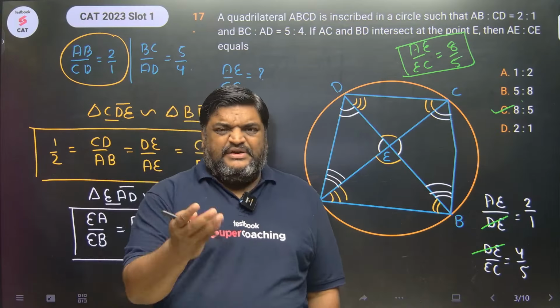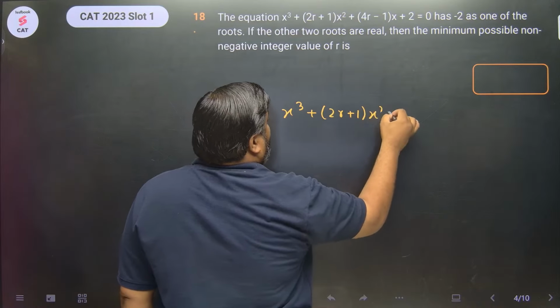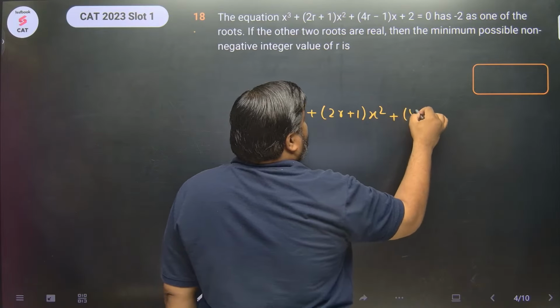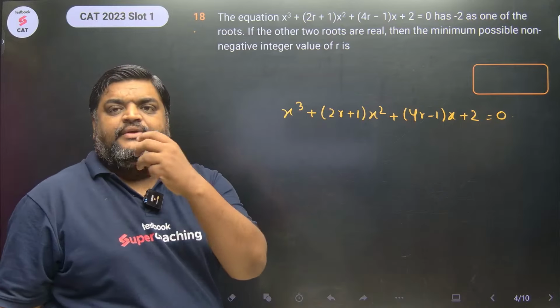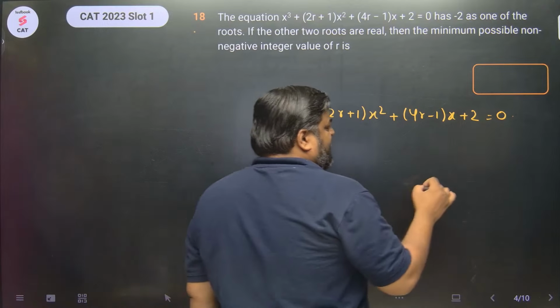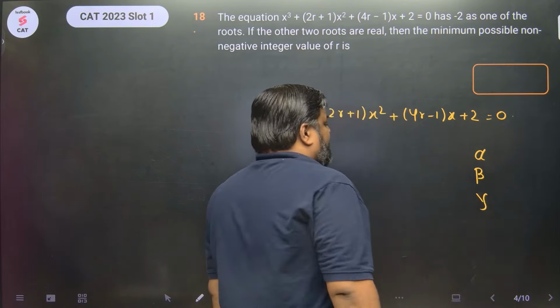Next question. A cubic equation is given: x cube plus (2r plus 1) x square plus (4r minus 1) x plus 2 is equal to 0. Now this cubic equation will have 3 roots, alpha, beta and gamma.